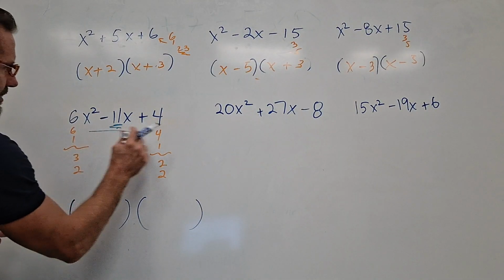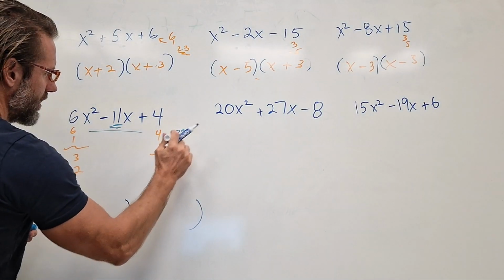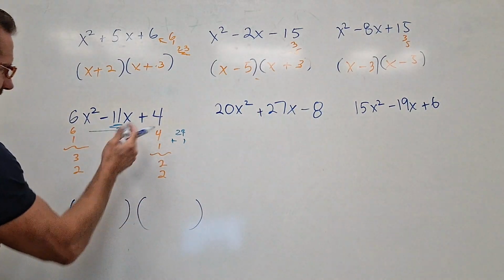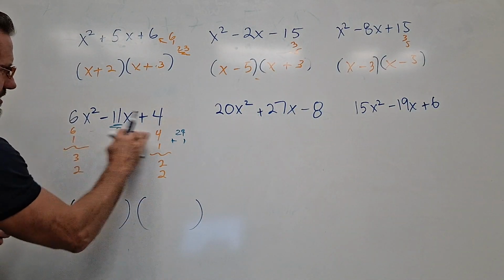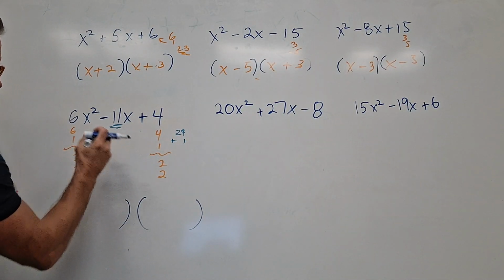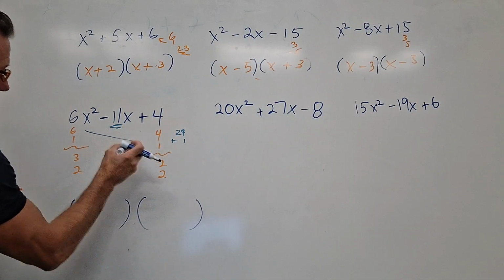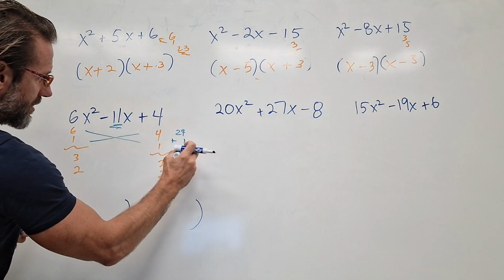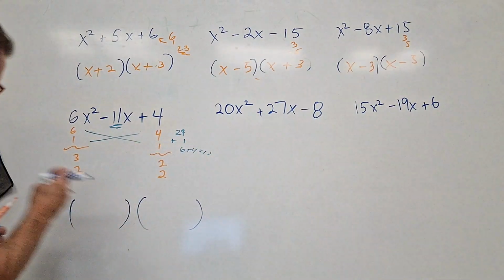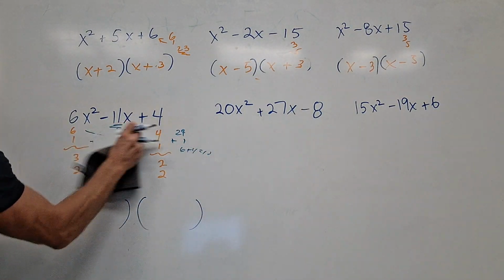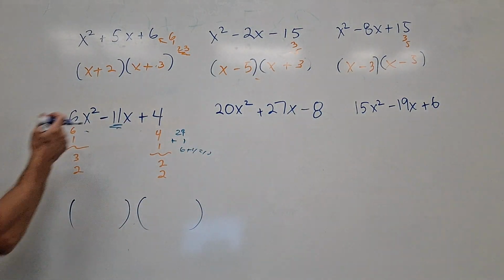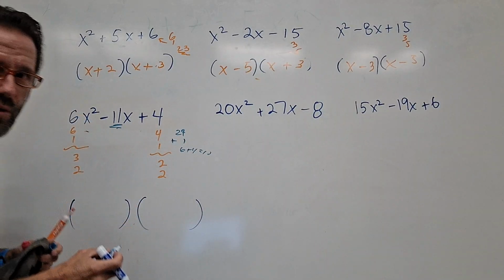So I'll do an example here. 6 times 4 is 24. Plus 1, that's 25. That's not going to get me to 11. So I'm going to cross that link out. Here's 6 and 1. That's 6. 6 plus 4 is 10. Getting close, but that also wasn't going to work. So I'll get rid of those. So the pairs of 6 and 1, 4 and 1 don't work.